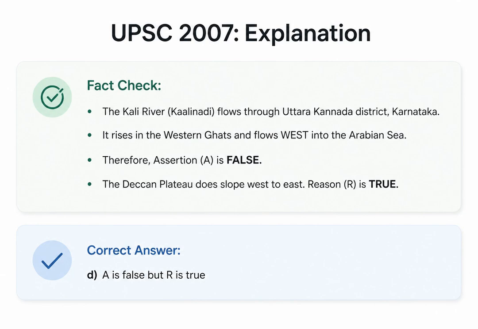Let's break it down. The Kali River, or Kali Nadi, actually originates in the Western Ghats of Karnataka and flows west into the Arabian Sea. Therefore, the assertion that it flows east is false. However, the reasoning statement is a geographic fact. The Deccan Plateau does indeed slope from west to east. Thus, the correct answer is D. A is false, but R is true.